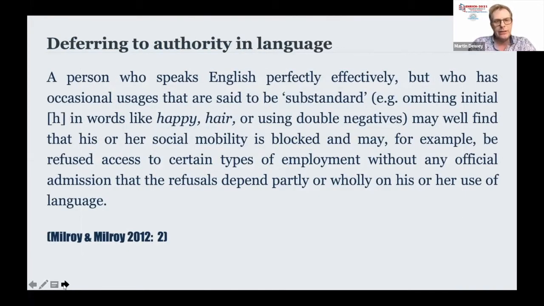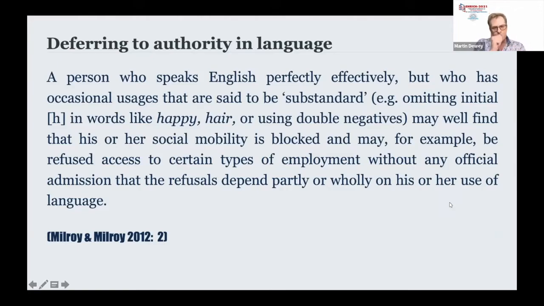Now, I think what's really important to highlight among teachers when trying to promote awareness of this is the extent to which we are accustomed to referring to or deferring to authority in language. And here I'm quoting from quite an influential book in sociolinguistics, Milroy and Milroy's Authority in Language. And the point they make is that a person who speaks English perfectly effectively, but who has occasional usages that are said to be substandard, so we often think about non-standard usages as substandard ones, may well find that his or her social mobility is blocked and may, for example, be refused access to certain types of employment without any official admission that the refusals depend partly or wholly on his or her use of language.